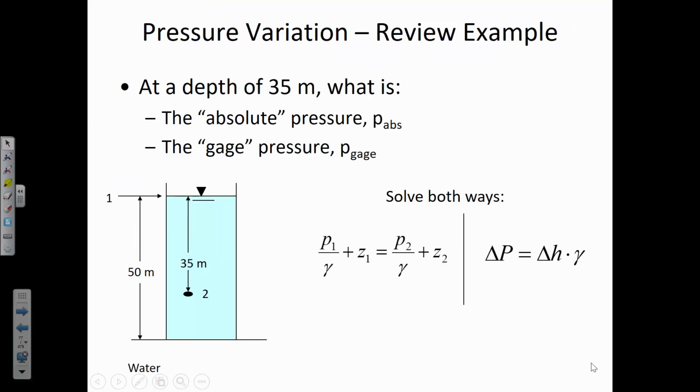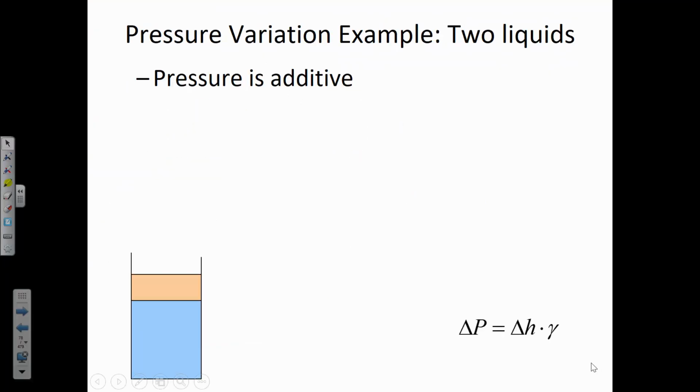Well, here's the next logical extension of the hydrostatic equation, and that is, what if you have two different liquids in contact with each other? Let's say, for instance, here that we have an oil floating on top of a water. The main principle is that pressure is additive, that you continually accumulate pressure as you work down through the fluid. And you can apply this abbreviated hydrostatic equation anytime you've got liquids in contact with each other.